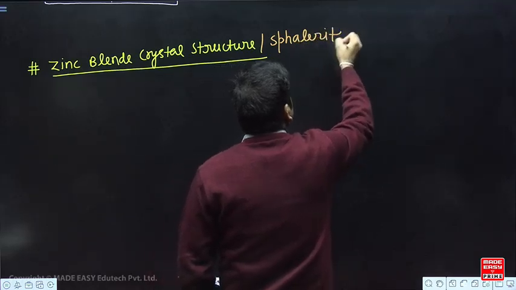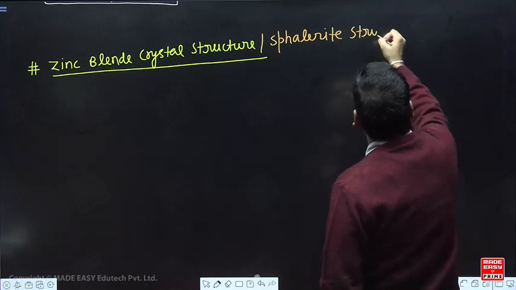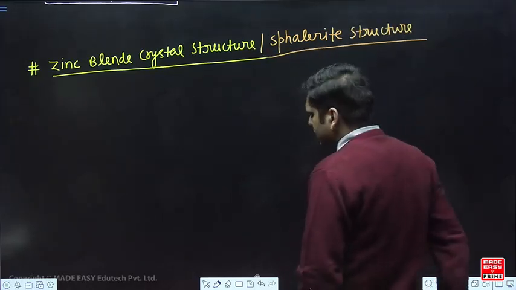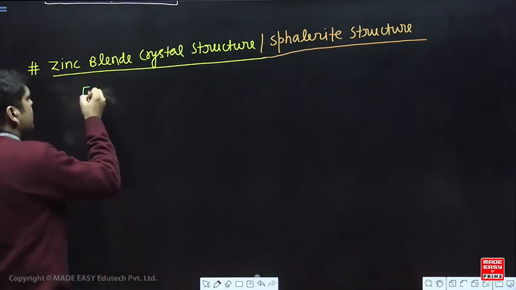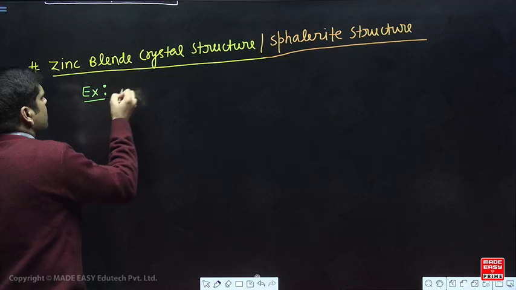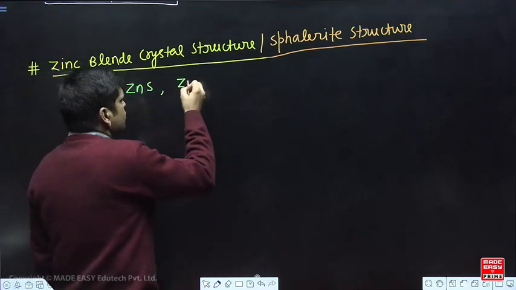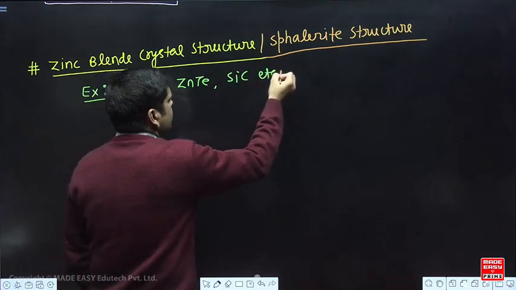Sphalerite, yes, it's correct. Sphalerite structure. Actually, the name of the zinc blende ZnS, the mineralogical term for ZnS, is sphalerite. That's why it is known as sphalerite structure. Example: such kind of structure is found in zinc sulfide, zinc telluride, SiC, etc.